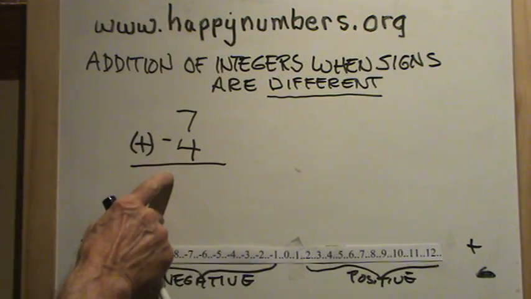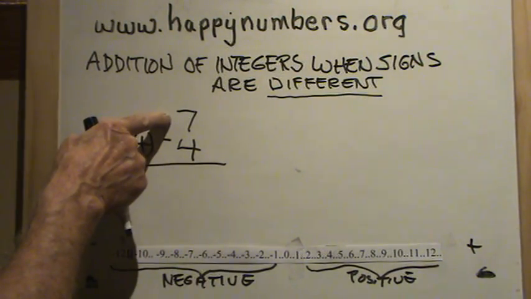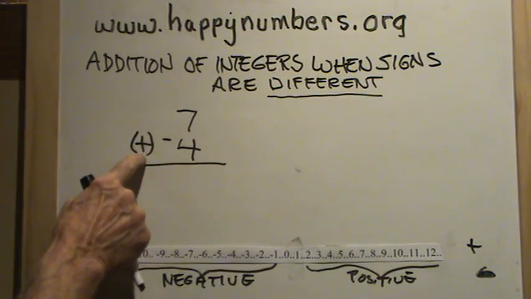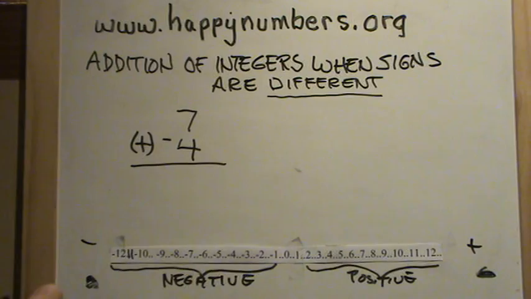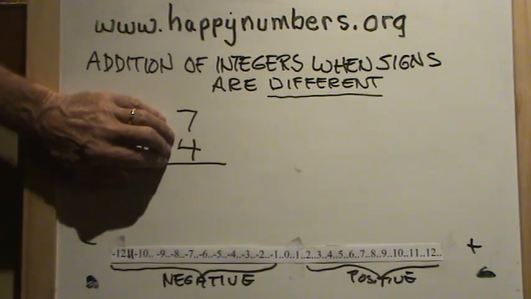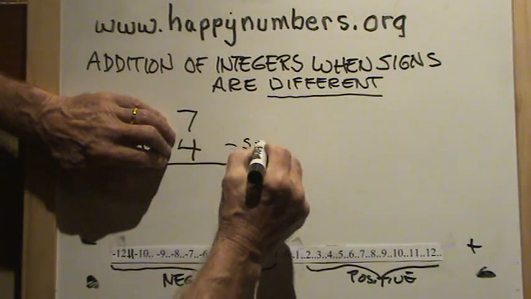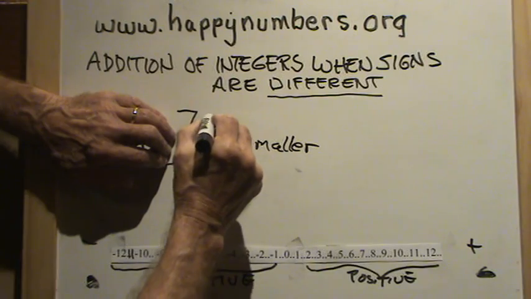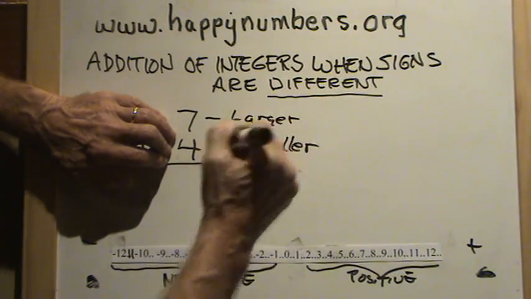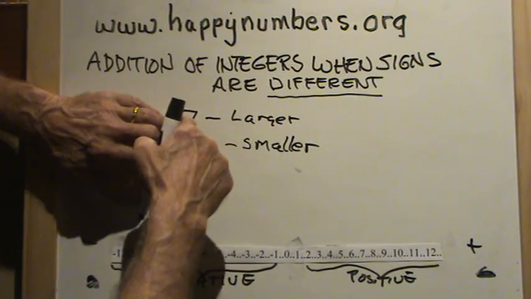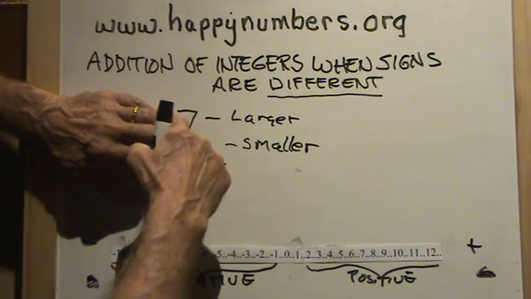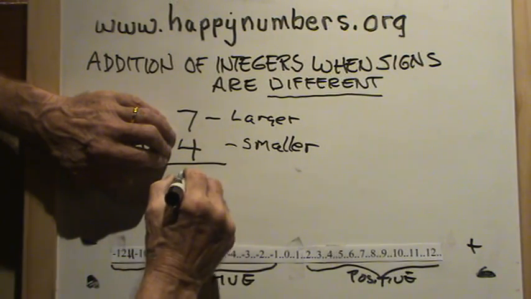So let's take this problem. Here we have a positive 7 and we have a negative 4, and we're going to add them. So the rule is when you're adding signed numbers, when the signs are different, you ignore the sign for now. You ignore the signs and you subtract the smaller number from the larger number. So I subtract 4 from 7. Well, if I have 7 and I take 4 away, I have 3 left.